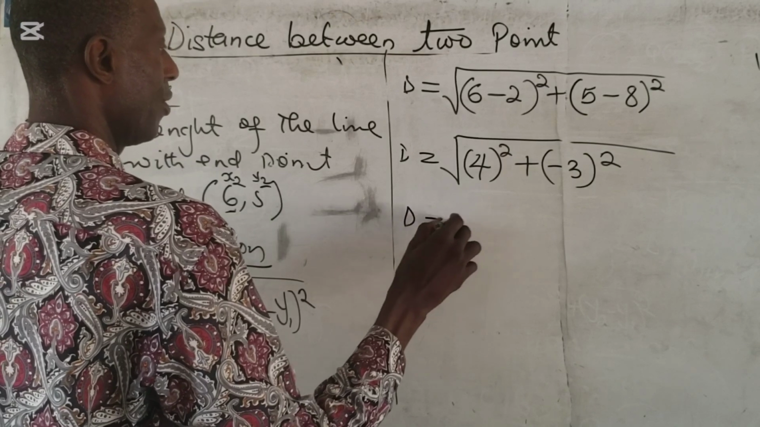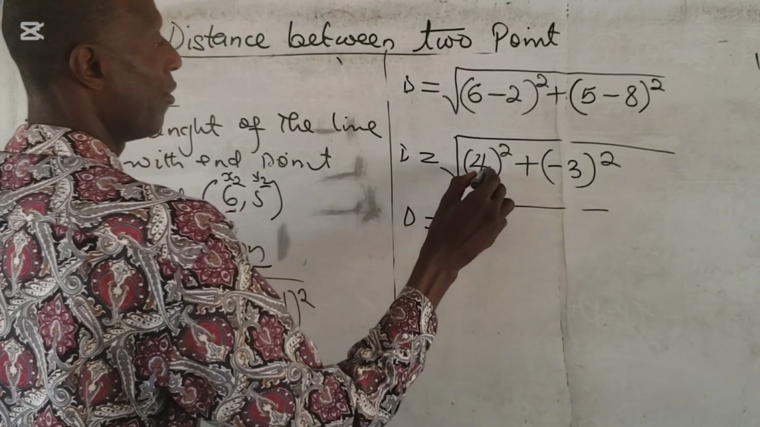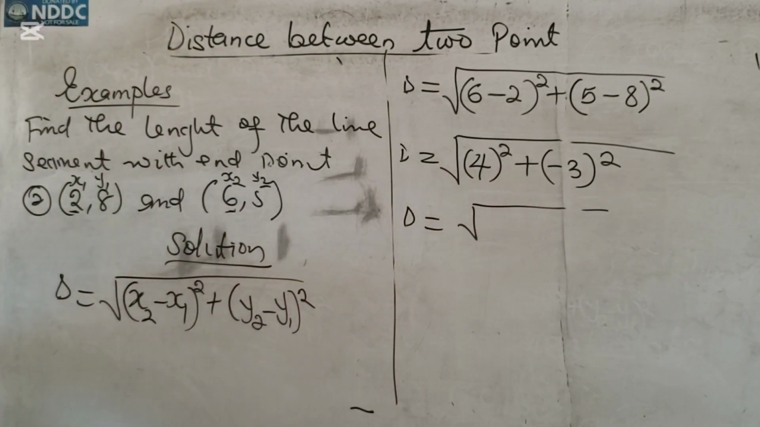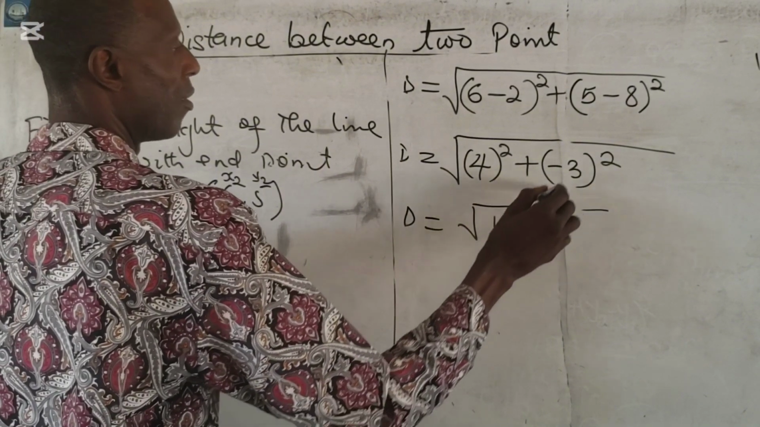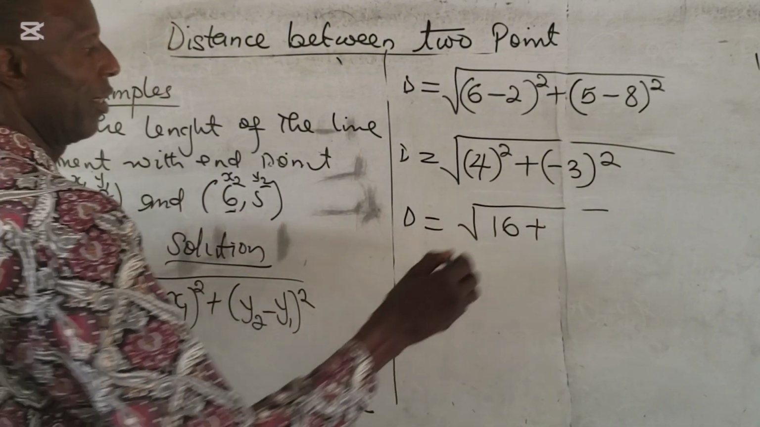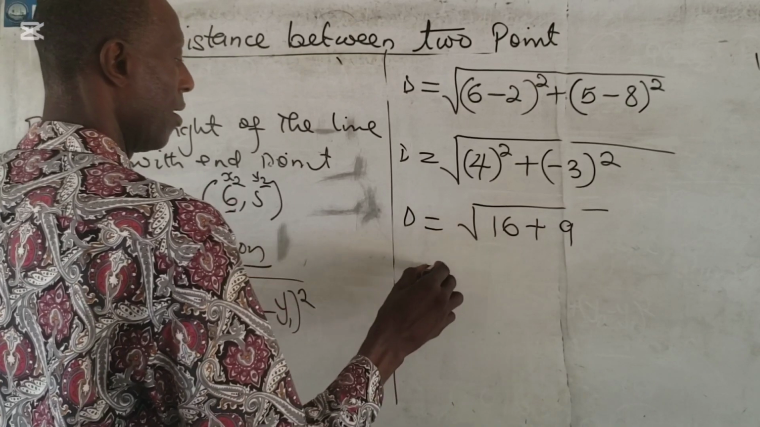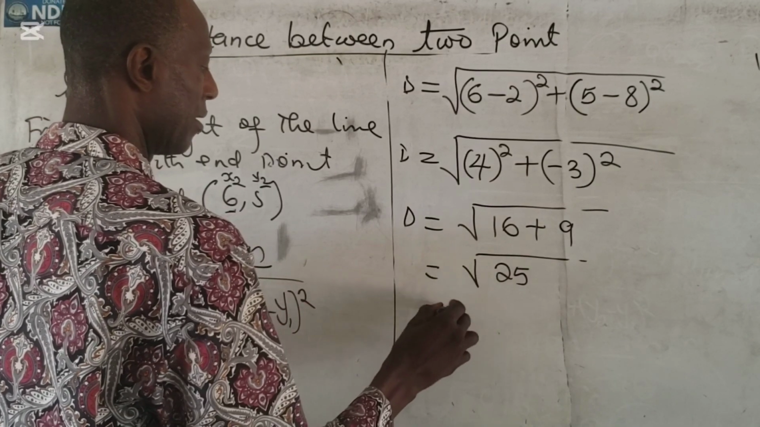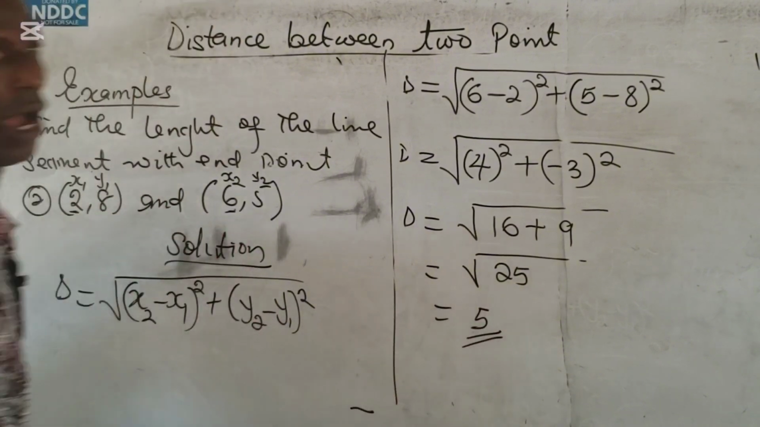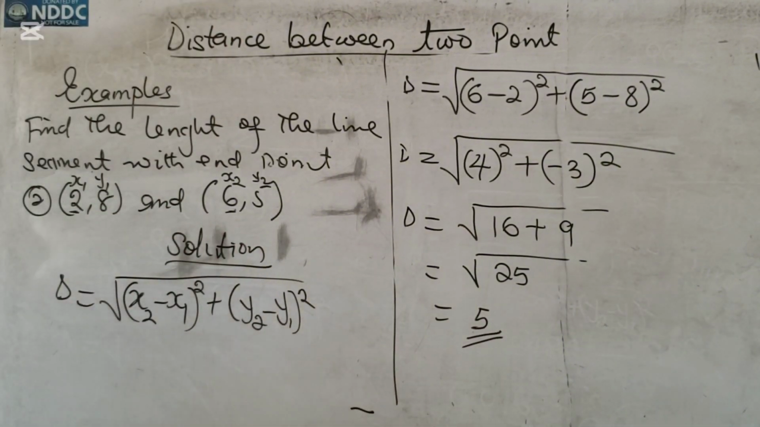So D is equal to the square root of the square of 4, which is 4 times 4, gives us 16. What is minus 3 times minus 3? It gives us 9, which gives us the square root of 25, and it is equal to 5. So this is how you can solve distance between two points when the problems are given to you.